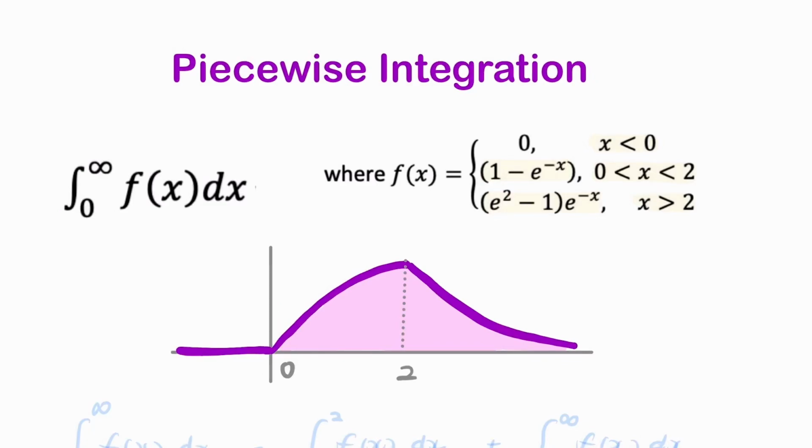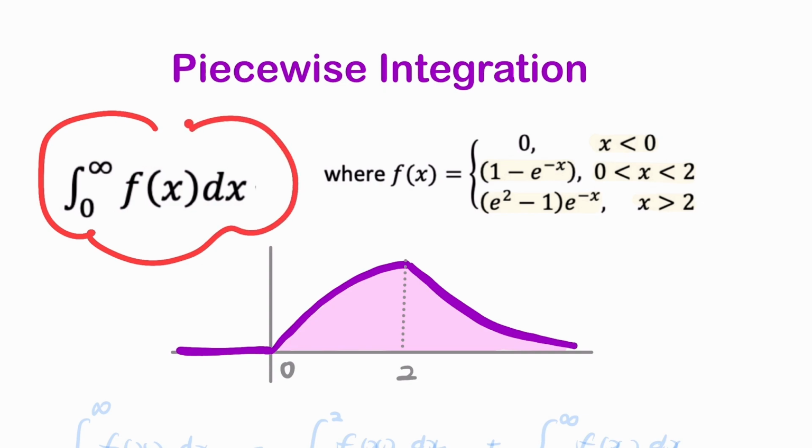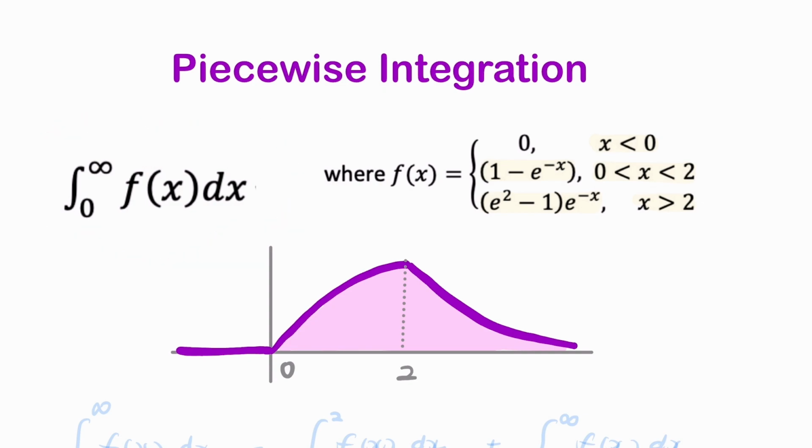So this question is asking for the area under a function f of x from 0 to infinity. So it's a definite integral, but it's a piecewise integral in the sense that f of x isn't one continuous function, but it's defined in 3 different regions. So for negative x, f of x is 0, and then from 0 to 2, it's this rising exponential, and then from 2 onwards, it's a decaying exponential.